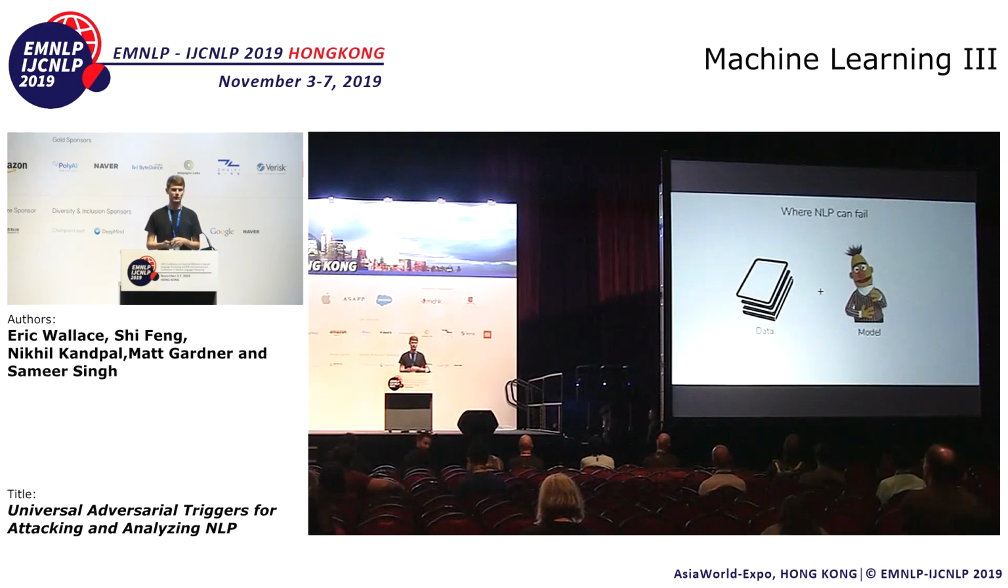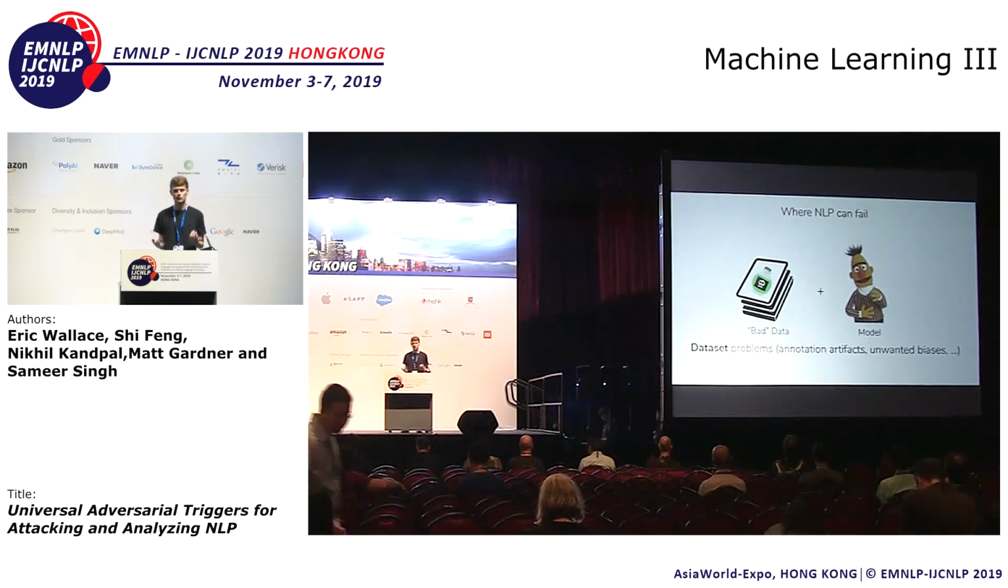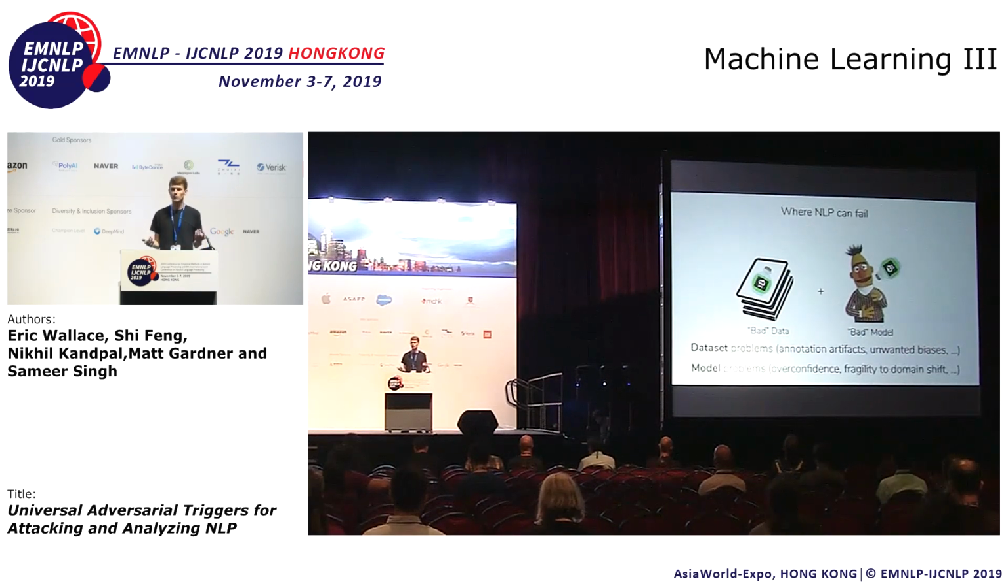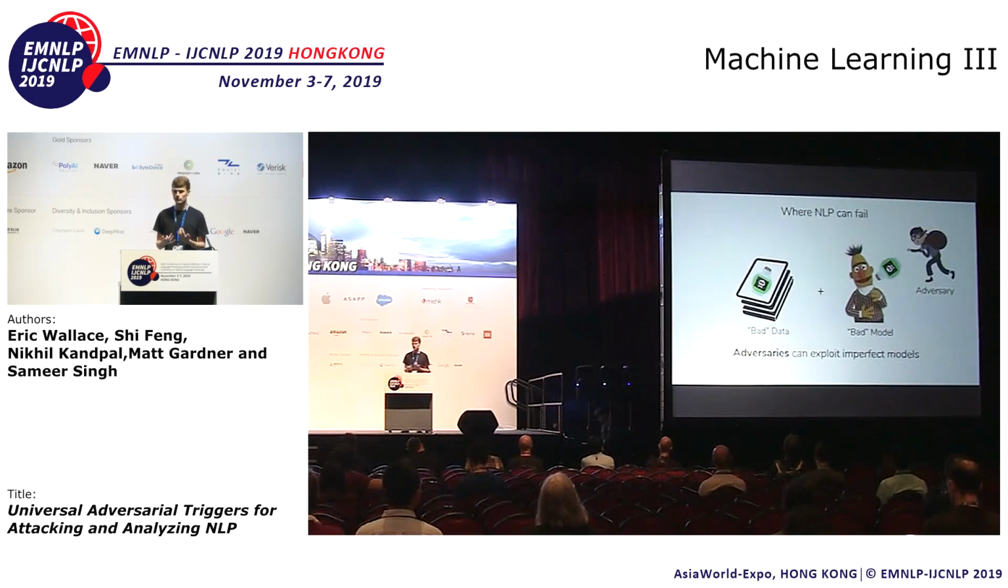NLP systems are a combination of data and a model. First, we could have issues in our data sets. We can have things like annotator biases, imbalanced classes, or noise in the labels, and we can also have problems in our model. The model can be overconfident, there can be distribution shift that it's not robust to, and overall these lead to weaknesses in our end system. Our systems are not perfect, and these weaknesses can be exploited by adversaries, who look to do malicious things like craft fake news documents that are hard to detect by machine learning methods.